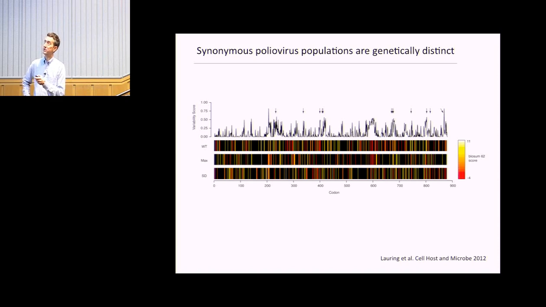I think you can just quick glance and see that wild type and the two synthetic viruses, MAX and SD, had very different patterns of mutation, and they gave rise to proteins with very different amino acid substitutions. So by switching the nucleic acid, we indeed give rise to populations that have different functional variants.